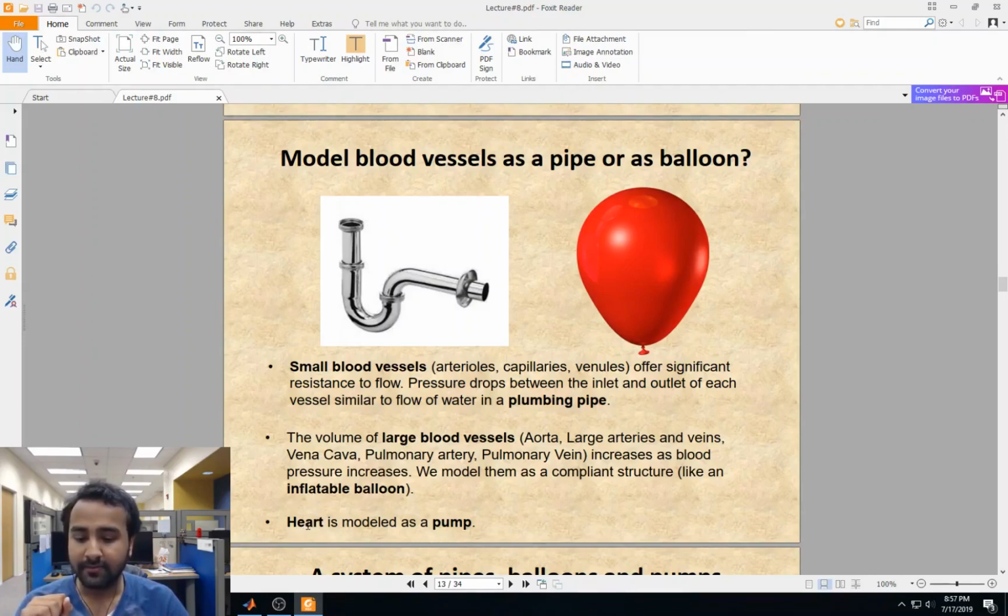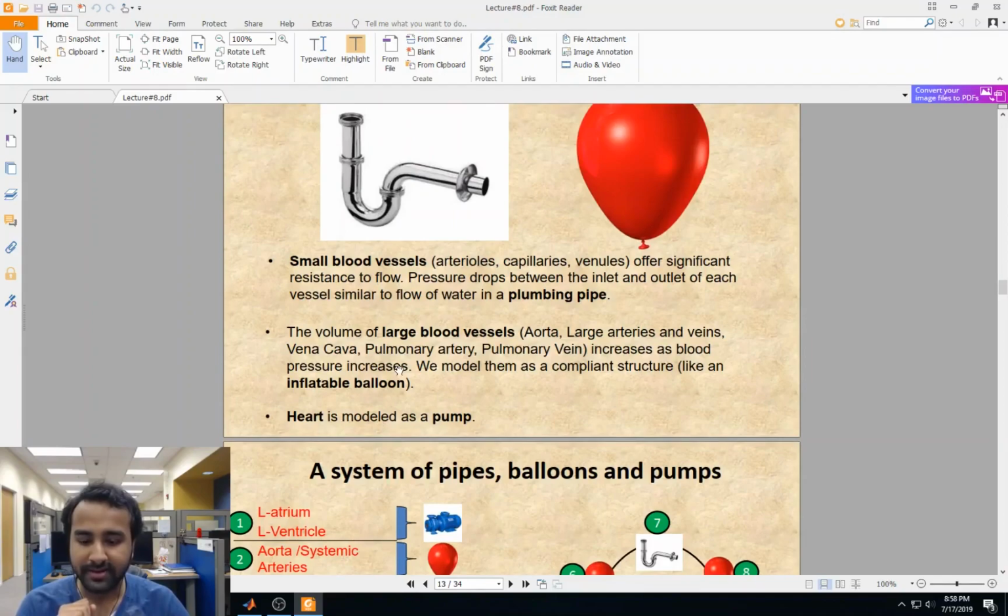And the heart itself, the left and right side of the heart, we're going to treat it as a pump because it's not really a pipe. It doesn't transfer the blood. It's not really a balloon. It doesn't just inflate. It's a pump because it actually contracts and pumps the blood throughout the rest of the body. So those are the three things we're going to try to model.